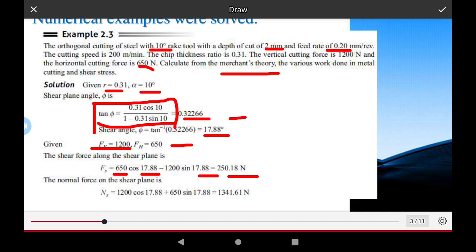For the normal force on the shear plane, N equals Fh sin phi plus Fv cos phi. Putting in the values, Fv is 1200 Newtons and cos 17.8. The normal force is found to be 1741.61 Newtons.